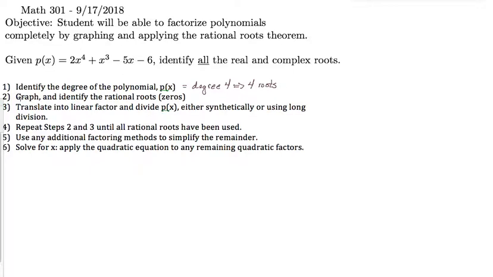Okay? Let's go ahead and go to step 2, graph and identify the rational roots. Remember, these are zeros that look like fractions or could become fractions, okay? They can be rewritten as fractions. So let's go ahead and graph this. We're going to go to our graphing utility. We're going to graph the equation 2x to the fourth and so forth, that polynomial.